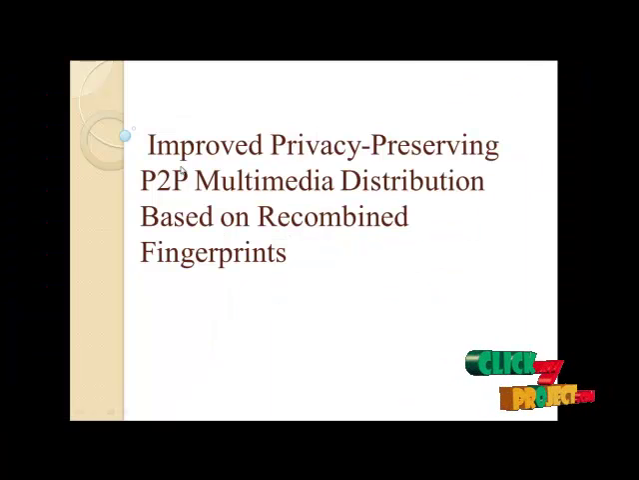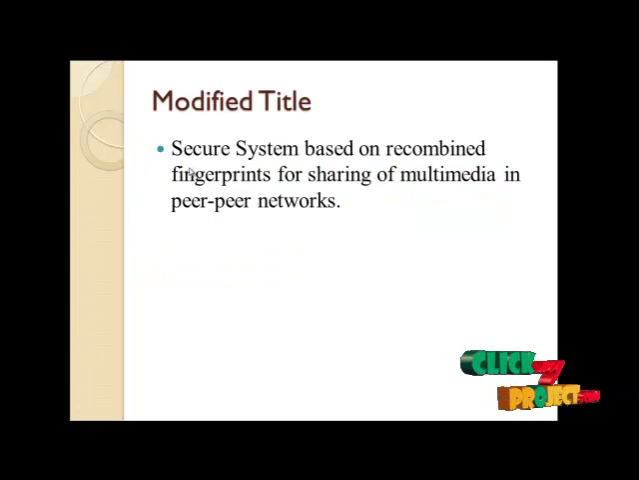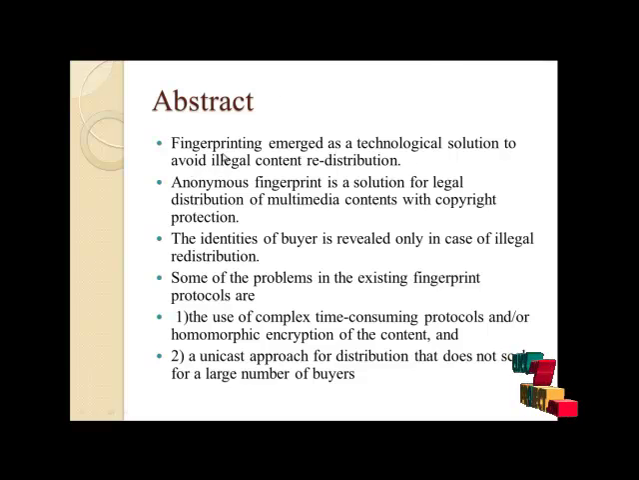This is our project title, Improved Privacy Preserving P2P Multimedia Distribution Based on Recombined Fingerprints. This is the abstract of our project. Fingerprinting emerged as a technological solution to illegal content redistribution. Anonymized fingerprint is a solution for legal distribution of multimedia content with copyright protection. The identity of the buyer is revealed only in case of illegal redistribution.